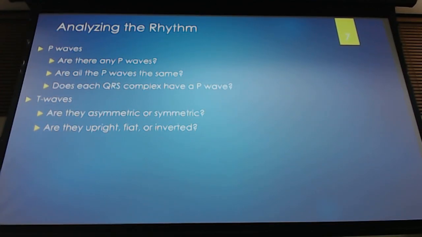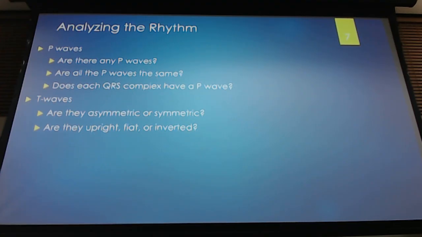P waves. Do we have P waves? Do all of the P waves look the same? Because if all the P waves look the same, this is coming from the same foci. Maybe it's an alternate foci in the atria, but the P waves look the same. It's coming from the same area in that atria. Does each QRS complex have a P? So we should have P's, then QRS's. If we don't, then something is blocking the depolarization between the atria and the ventricles.